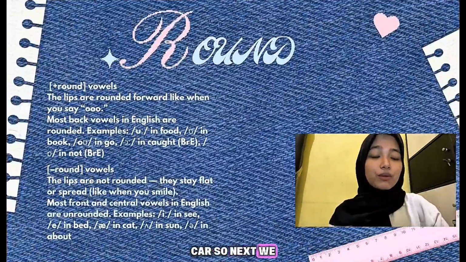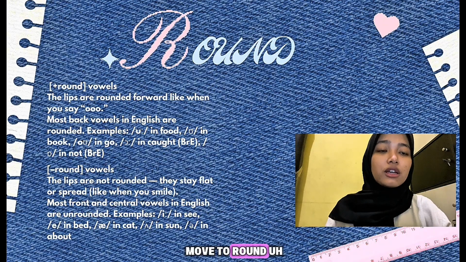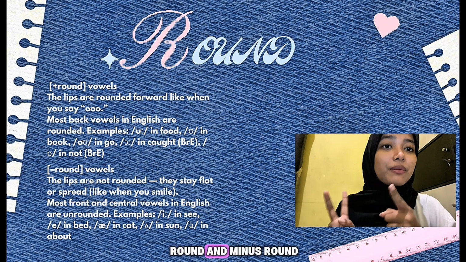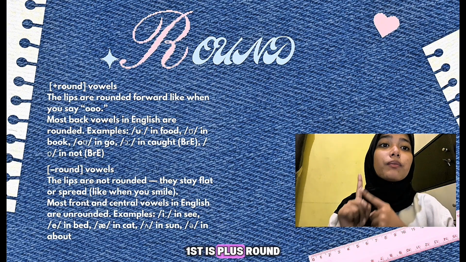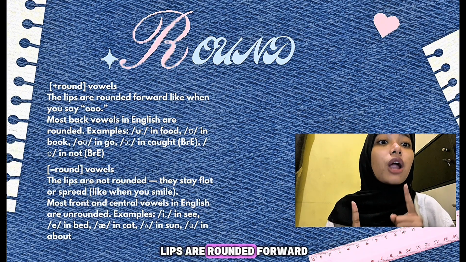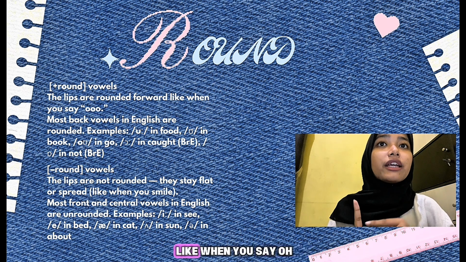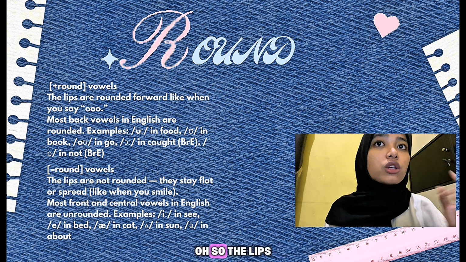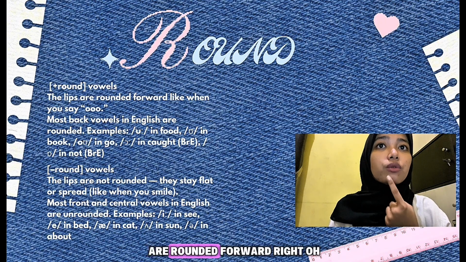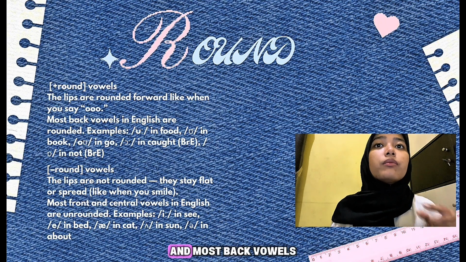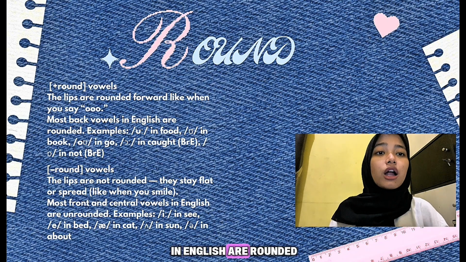So next we move to round. We have two types of round, plus round and minus round. First is plus round. For plus round vowels, the lips are rounded forward, like when you say oh. So the lips are rounded forward, right? Oh. And most back vowels in English are rounded.